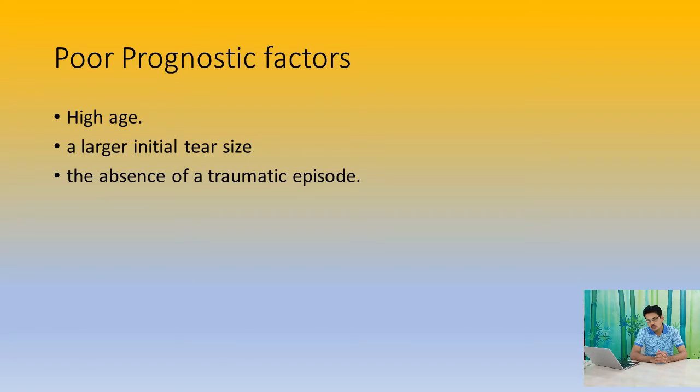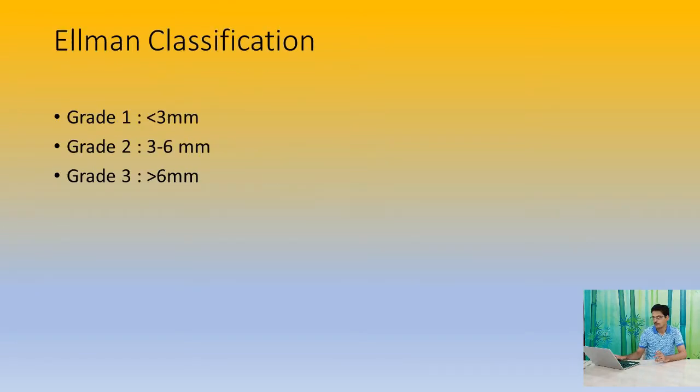Now, important things to note is that a high age, a larger initial size tear, and an absence of traumatic episode are poor prognostic factors. That means that traumatic partial tears have a good healing rate. So if the tear is atraumatic, then the healing rates are low.